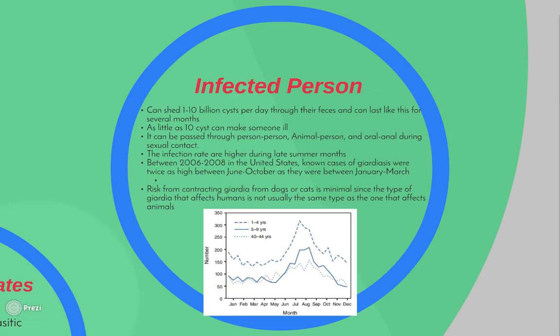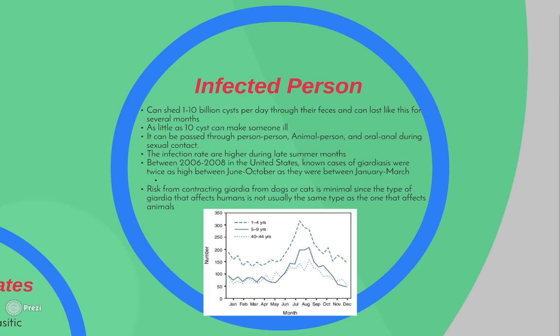since only 10 cysts can make a person ill. If 1 to 10 billion cysts are being shed per day through just feces, 10 cysts is all it takes to make someone ill. So it's a high percentage of spreading. Another way it can be spread is person to person, animal to person, since animals can be carriers too, and oral to anal contact during sex. So that's how the sexual encounter comes into play.